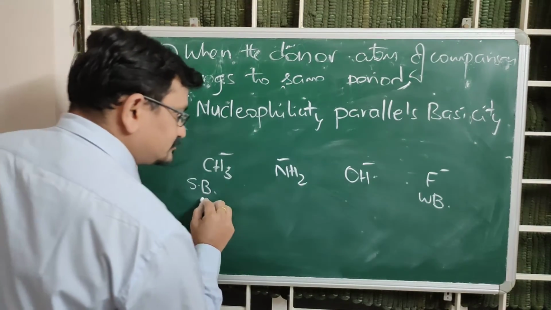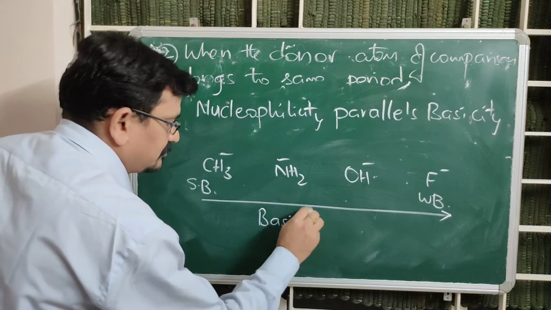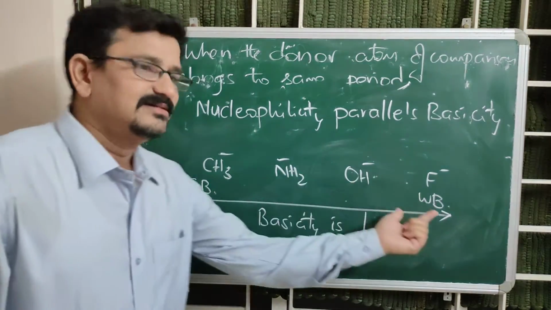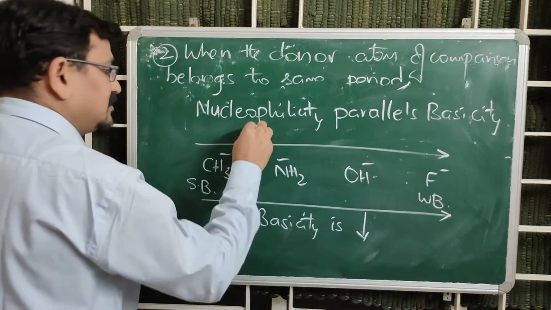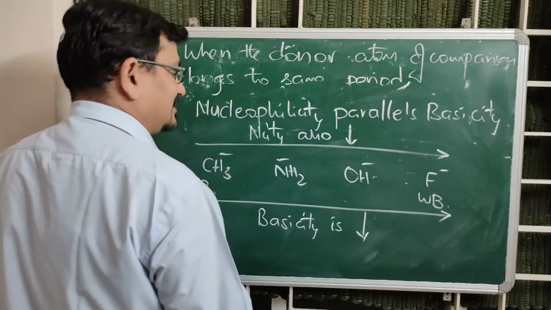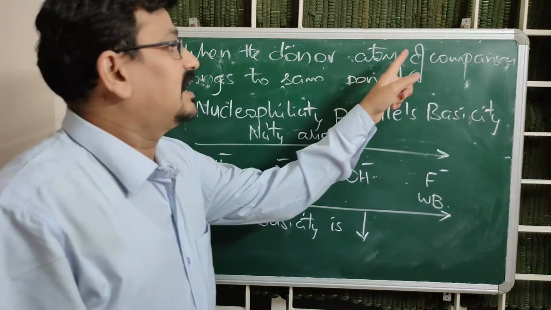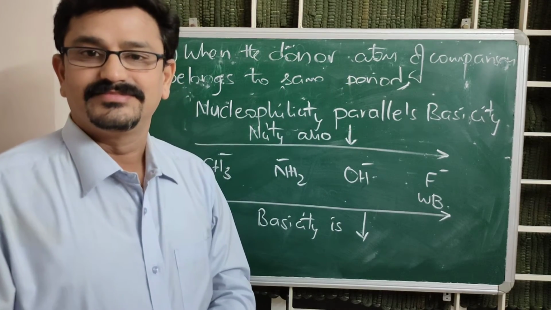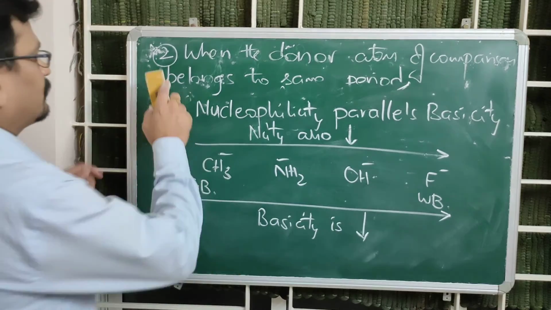For example, from left to right, basicity is decreasing. This is a strong base, this is a weak base. In a similar manner, among these species, nucleophilicity also decreases. So when do we have to follow this? Whenever the donor atom of comparison belongs to the same period. Here, we need to take certain more points.